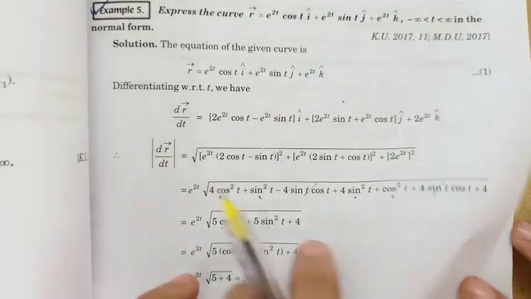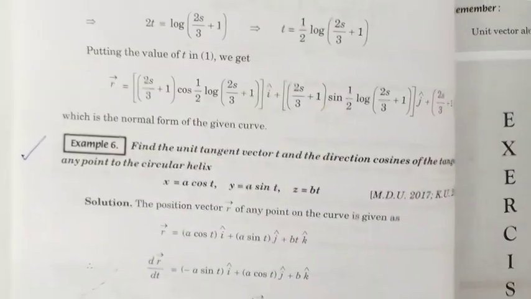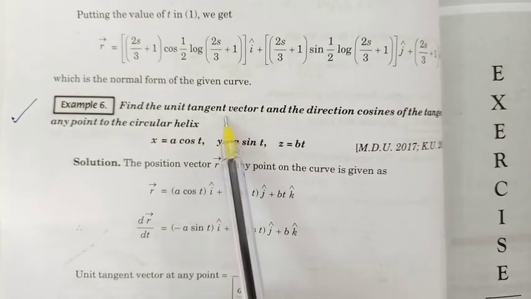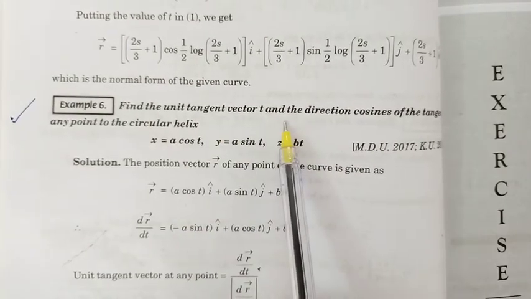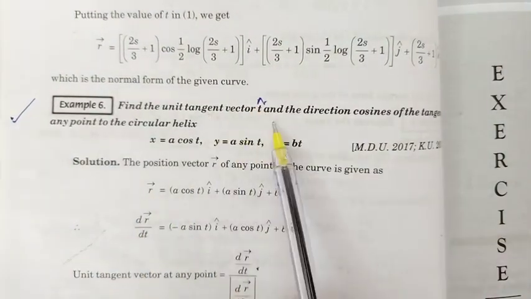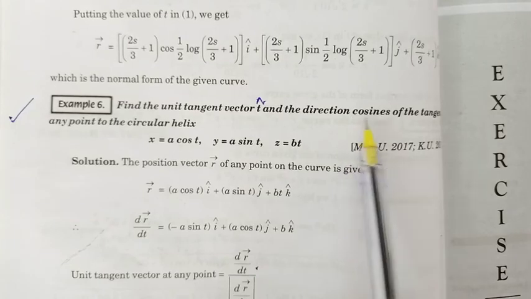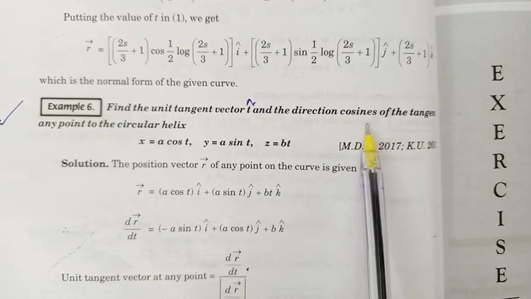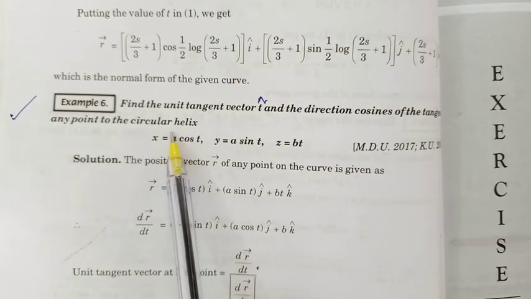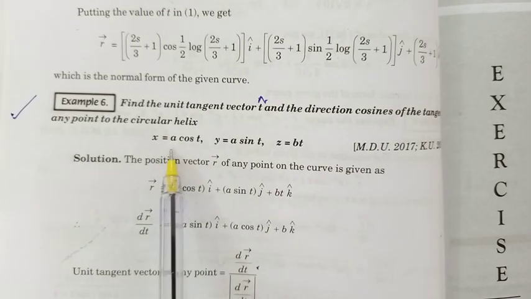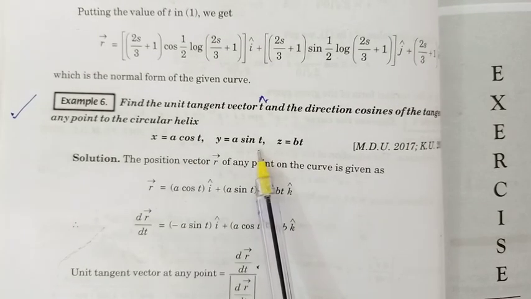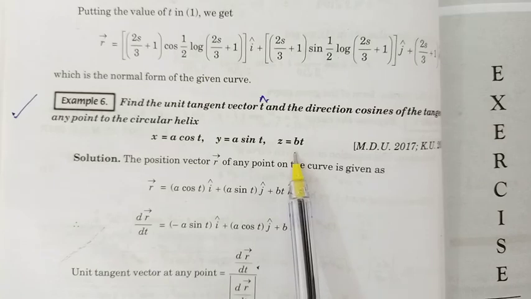Now next we discuss an example based on unit tangent vectors. Find the unit tangent vector t cap and the direction cosines of the tangent at any point to the circular helix. The parametric equations of the circular helix are x is equal to a cos t, y is equal to a sin t, z is equal to bt.